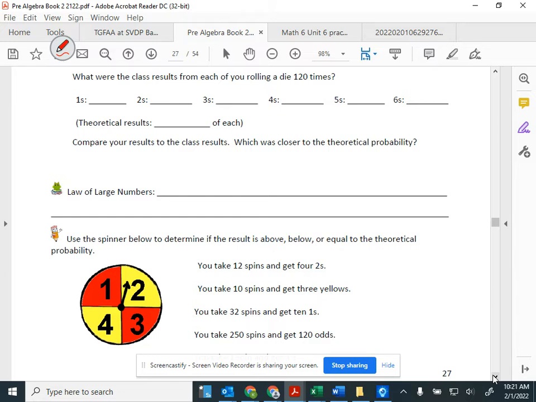So we're going to start with the ones. Get your table amount for the ones.